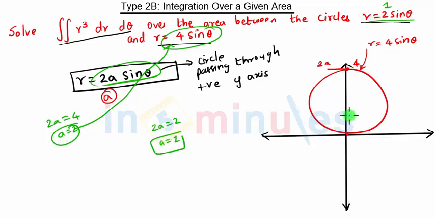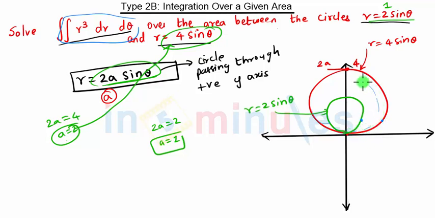So r equal to 2 sin theta is the smaller circle and r equal to 4 sin theta is the bigger circle. So this smaller circle will also be something like this. Okay, so this is our smaller circle whose equation is r equal to 2 sin theta. In this way the circles can be represented in diagrammatic form. But we have to perform this integration over the area between the circles. So what is the area between the circles? This is the area between the circles. So we have to perform our integration from this point to this point, and we have to cover this entire region.